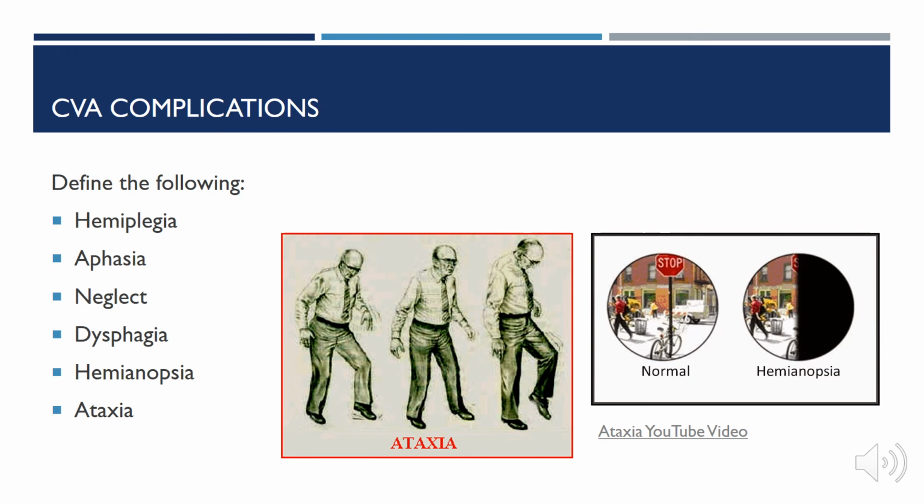Hemianopia is blindness in half or more of the vision field, and ataxia is a lack of voluntary coordination of the muscles. So if you have a test question or a board question that has one of these terms in it and you don't understand what the term means, you will have a very hard time answering the question. So look those up and memorize them.